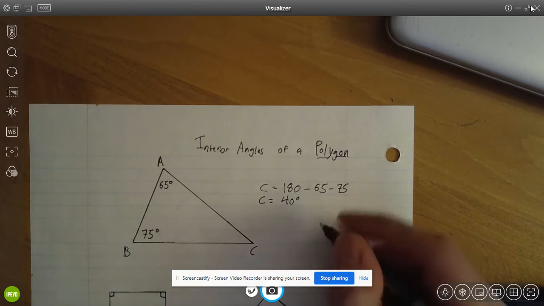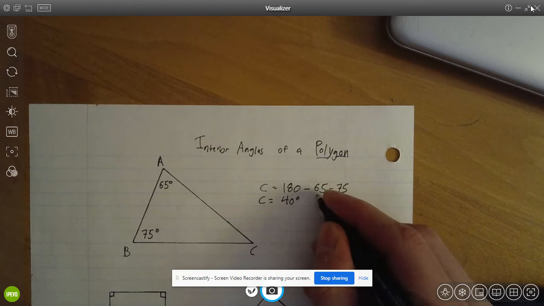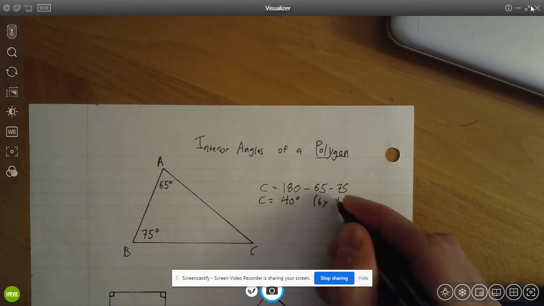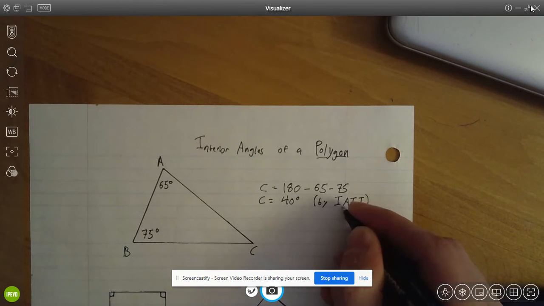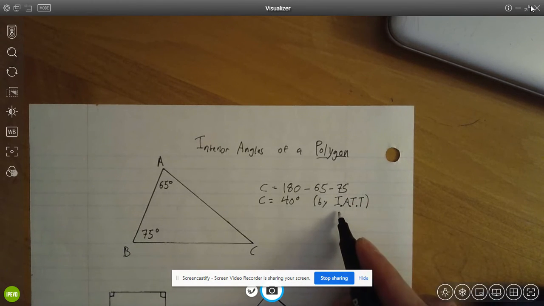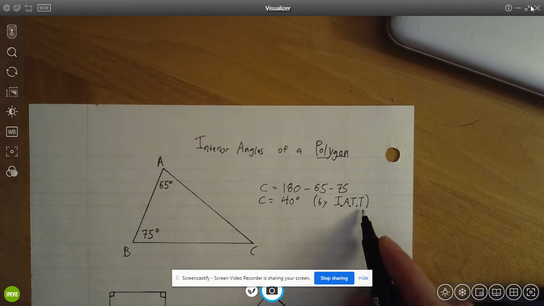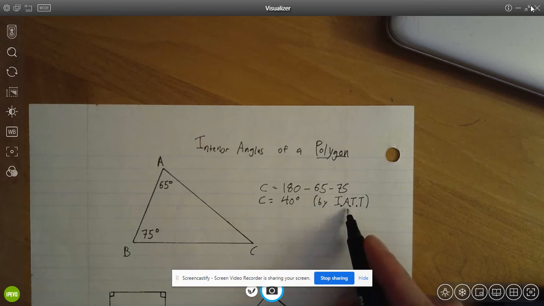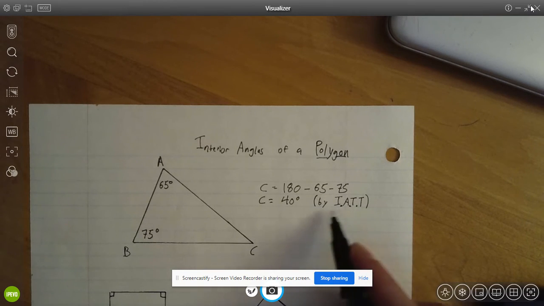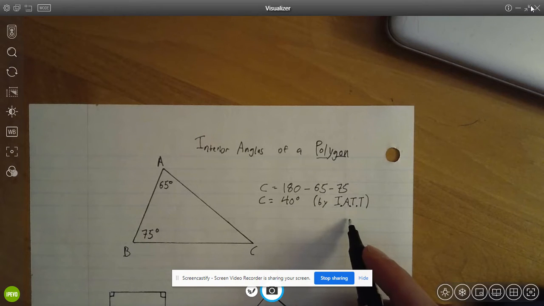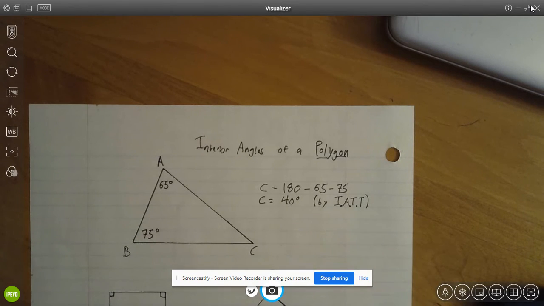If I want to explain why I know that, I could say C equals 40 degrees, and in brackets I could say by IATT. So often in this unit, when we know something, it's nice to know how you know that result. We call this the interior angles of a triangle theorem. So IATT, interior angles of a triangle theorem. Or you could just write in a sentence, because all the angles sum to 180. But it's nice to have some short forms.